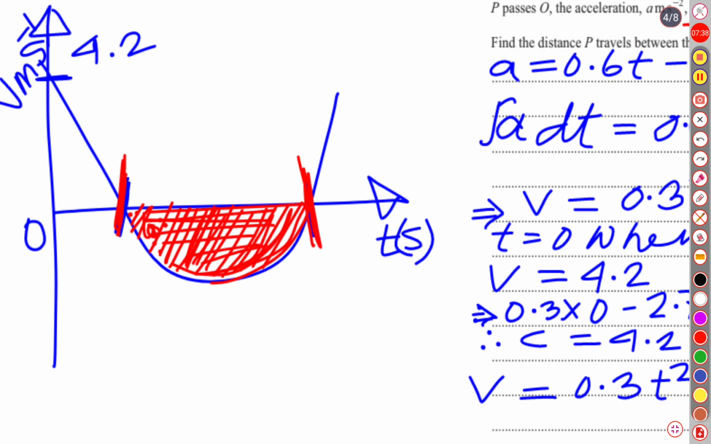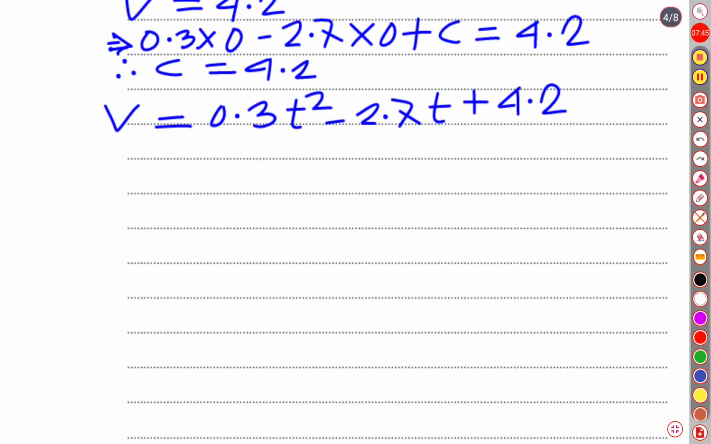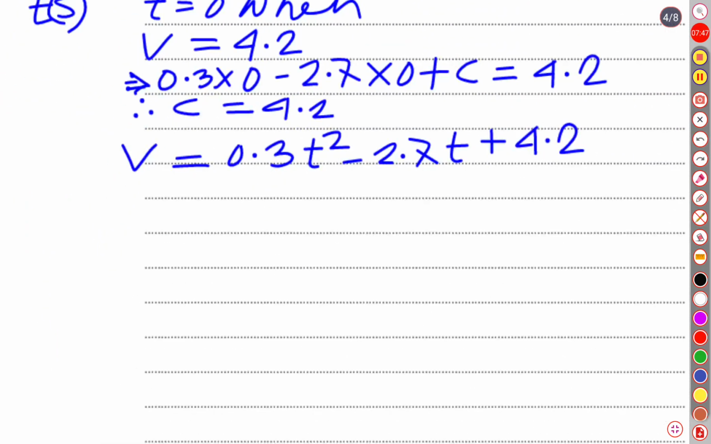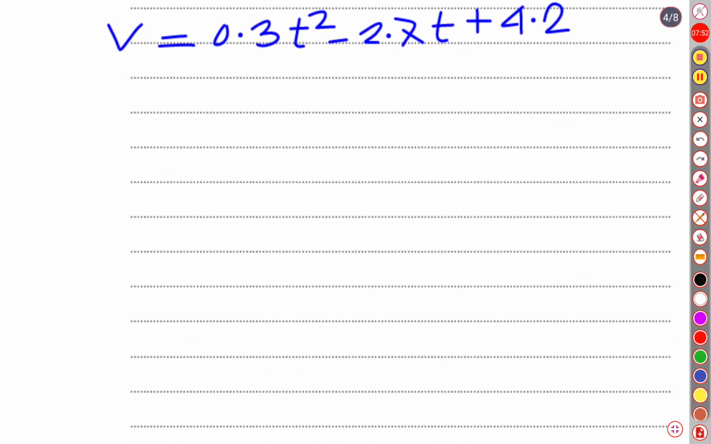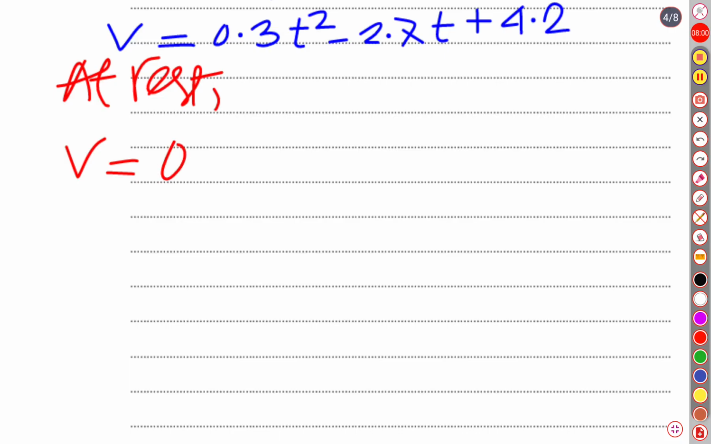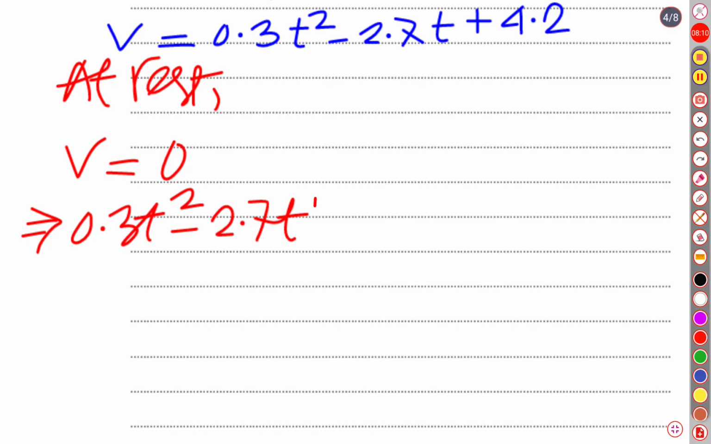At instantaneous rest, v was definitely 0, velocity was 0. So we can just write here, at rest, this is our expression for velocity. At rest v is equal to 0. V equal to 0 means 0.3 t square minus 2.7 t plus 4.2 equals 0.